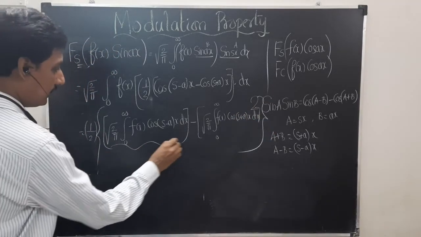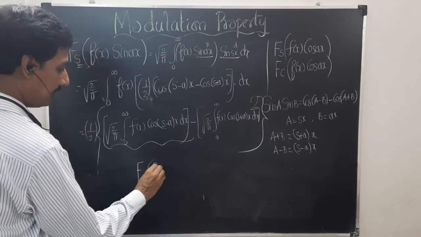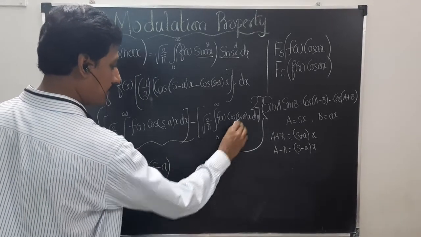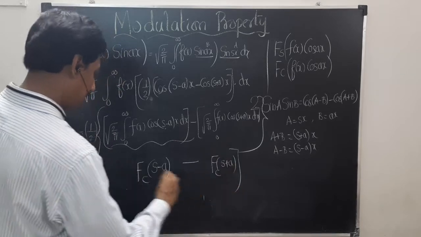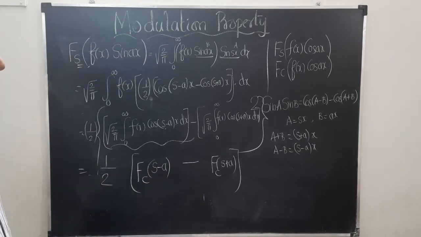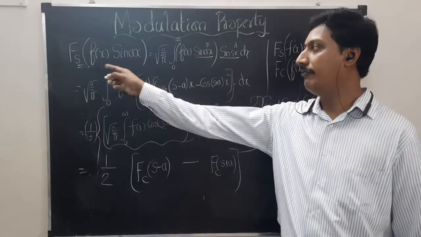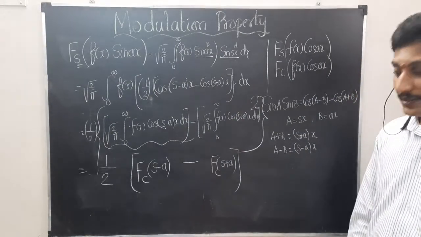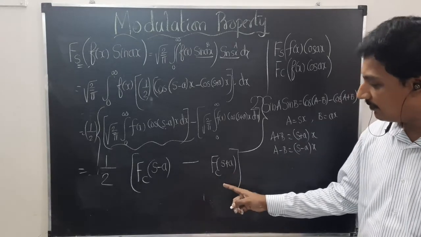Now this is under the cosine transform, the output is s minus a. This is also under the cosine transform in terms of s plus a, with a minus sign behind the term. So this is 1 by 2. This is the answer for the modulation property for a sine transform of f of x into sin ax, which is equal to 1 by 2 for a cosine transform of s minus a minus Fc of s plus a.